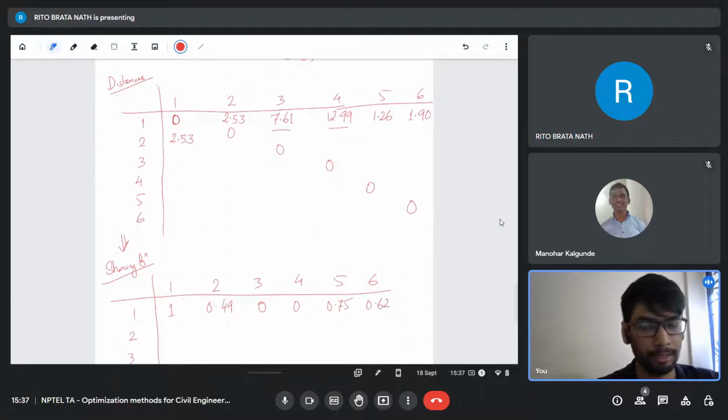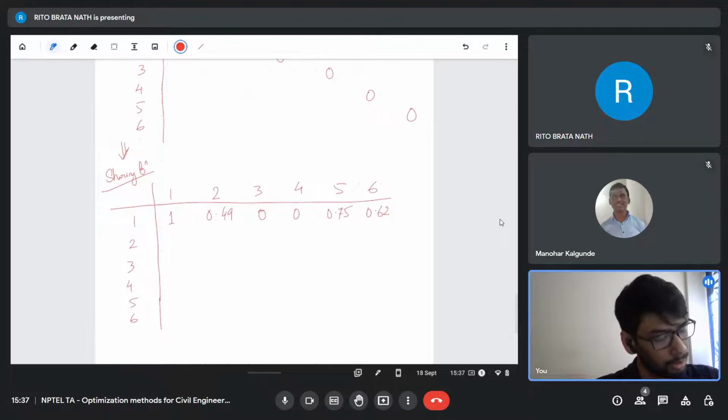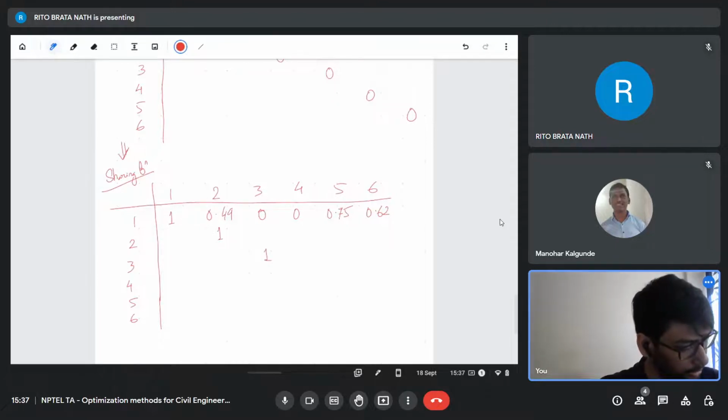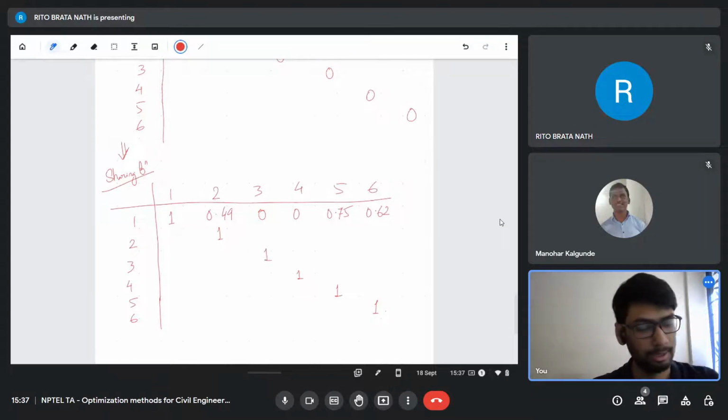Again, you have to fill the entire table. In this table, remember that all the diagonals will be 1 because the distance is 0. So you can put 1s here. This 4, 4 will be 1, 5, 5 will be 1, 6, 6 will be 1. And this will again be a symmetric matrix because you are dealing with distances. The dij is also equal to dji for any pair ij.